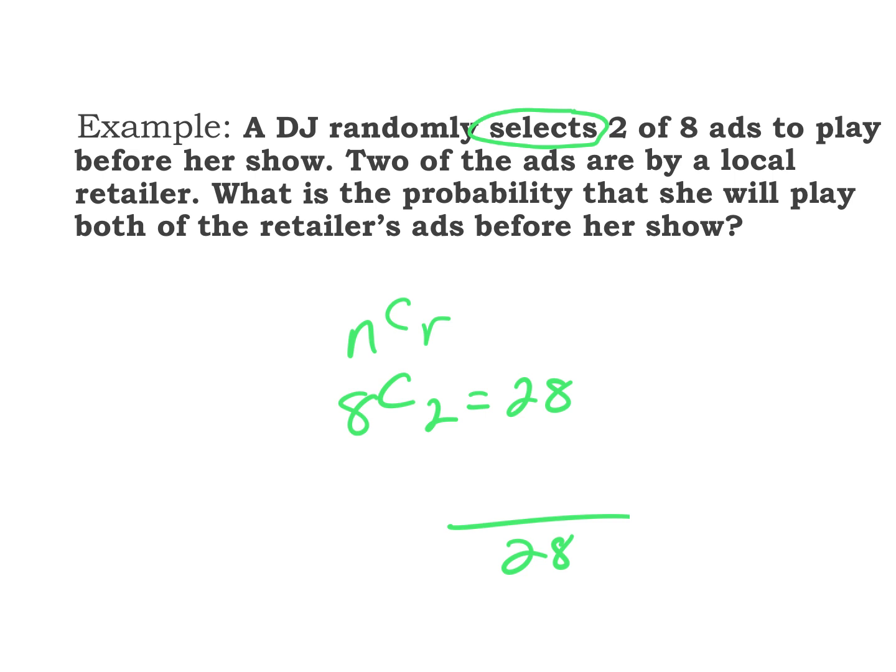What's the probability that she'll play both of these ads before her show? Since 2 of the ads are local and you're playing 2, then there's only one scenario we can have that they play both of those ads. And so that would be simply a 1 out of 28 probability of happening.